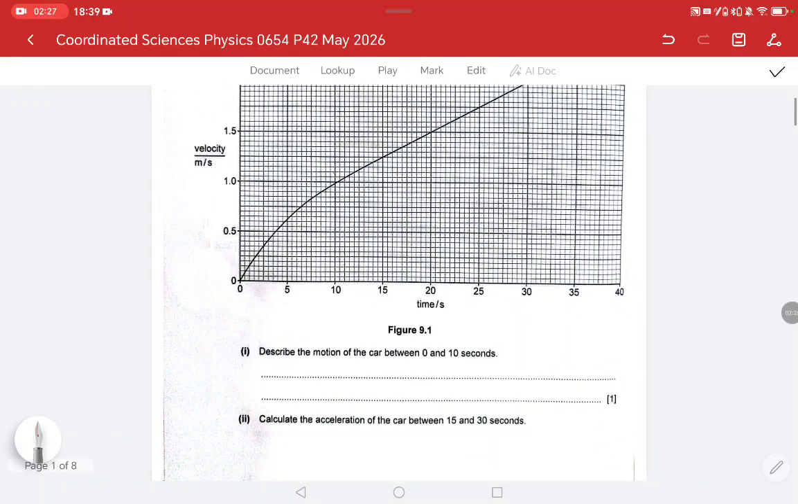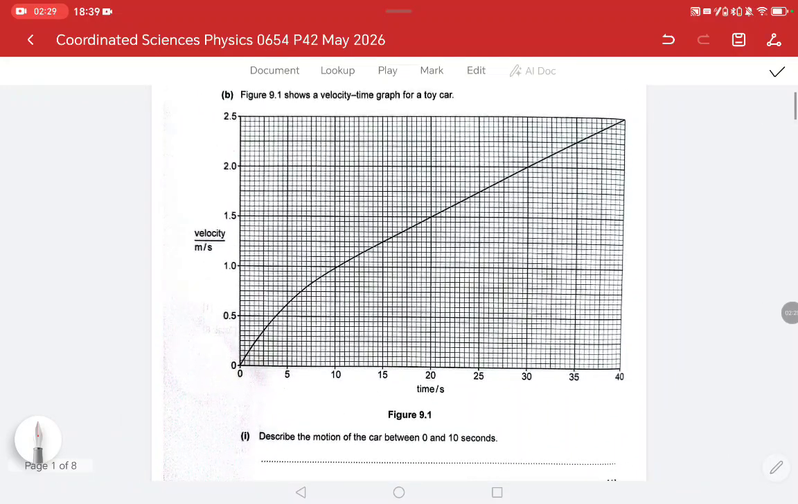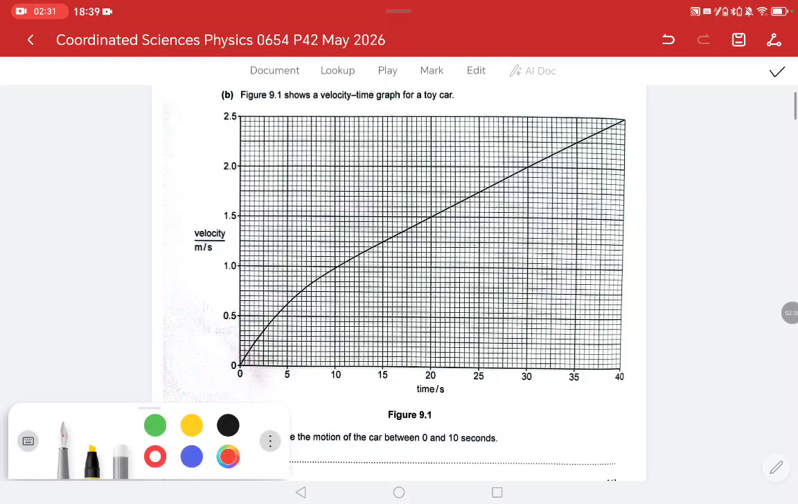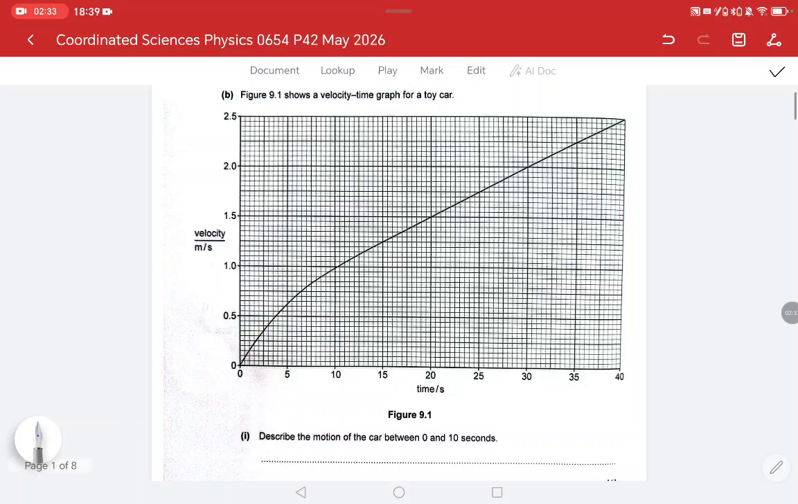Then the graph, and this graph was very popular in paper 2 in multiple choice, increasing, decreasing, and so on. So you will see, describe the motion of the car from 0 to 10. So from 0 to 10, from here to there, you will see here that this one is acceleration.